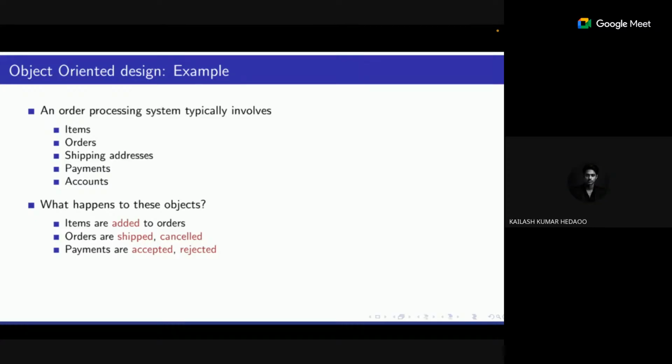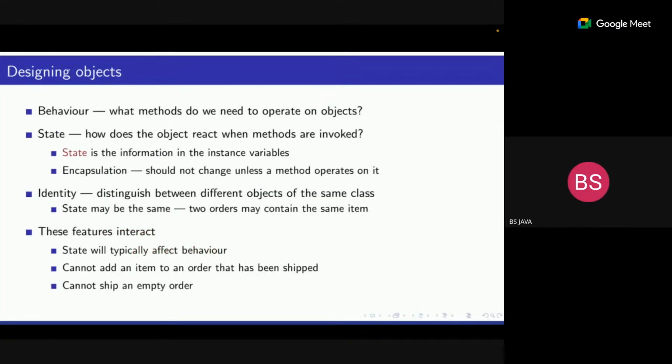Yes, ma'am. Clear. Okay. Then we'll learn a few terms related to these objects. One is behavior. Behavior is nothing but the methods that we write in a class. In a student class, we may write something like find average or find sum. So if we have marks of different subjects, we can get the sum of the marks, right? We can get the average of marks. So that is behavior. What methods we can operate on these objects.